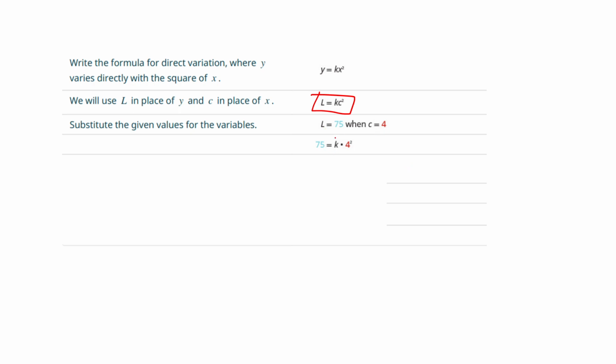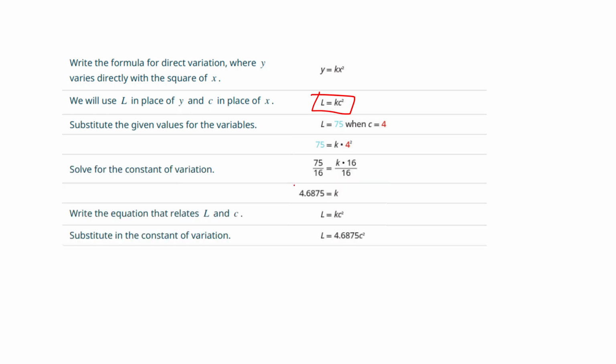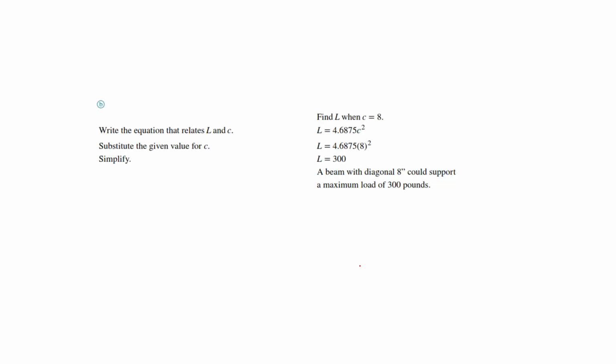Now it's a little more complicated. Remember, exponents have to be done first. Divide, and there's our constant. So now that we have that constant, here's our equation. We've replaced k with what it actually is when we solved it. And then I'm sure they're asking us to do a particular application. They're saying what happens when C is 8? Well, we just drop it in the equation like we did before, and we find the maximum load is 300.